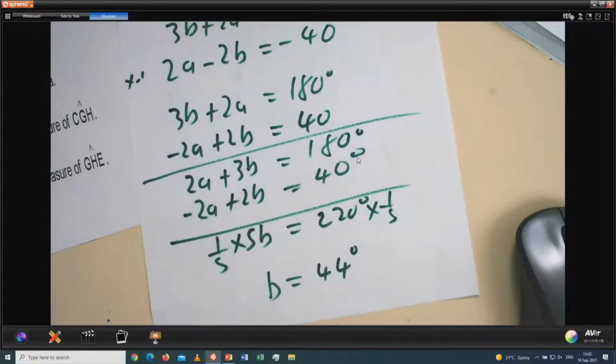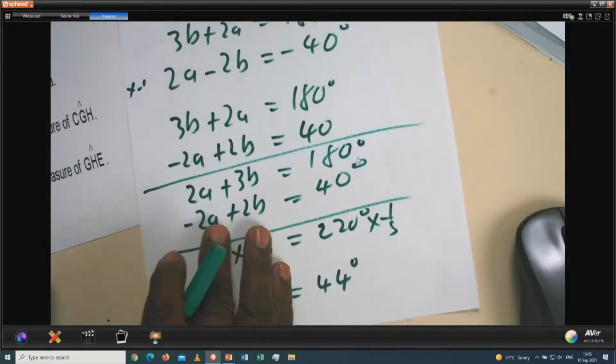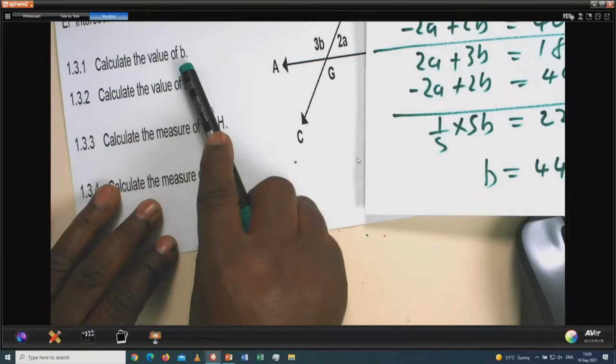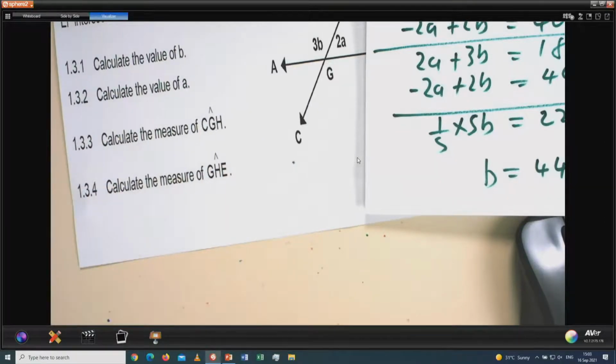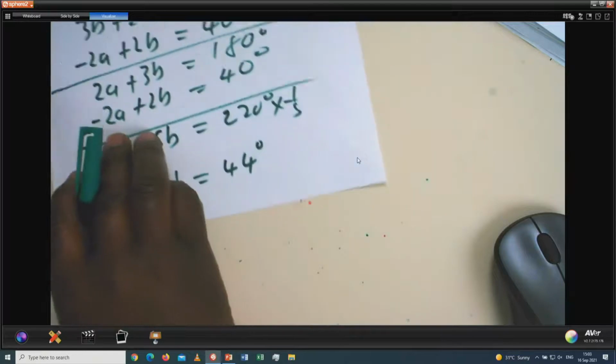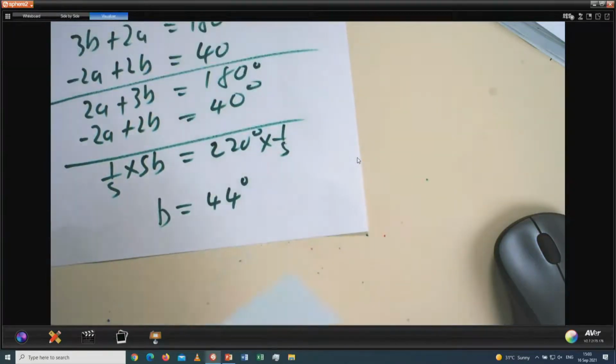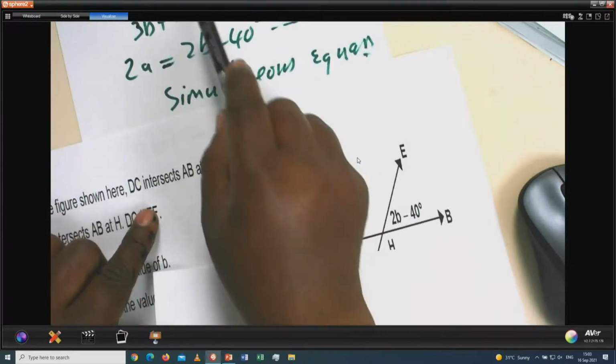Now you've solved for b. You have to look for a now. We are dealing with simultaneous equations, and this is part of a simultaneous equation as well. We know our b is 44. It's up to you, on the two equations, which one you are going to choose.